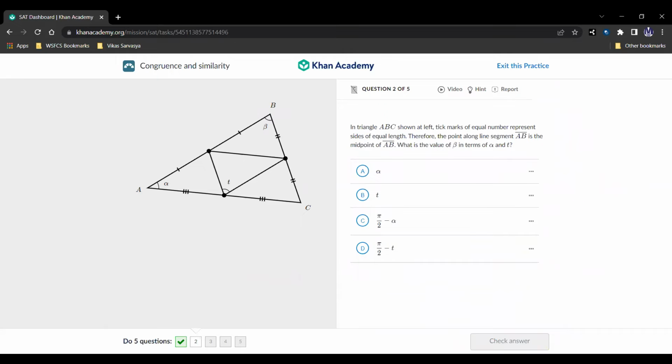You are told that triangle ABC shown at left has tick marks of equal numbers representing sides of equal lengths. Therefore, the points along the lines of AB are the midpoints of AB. What is the value of B in terms of A and T? Let's see what we can do.